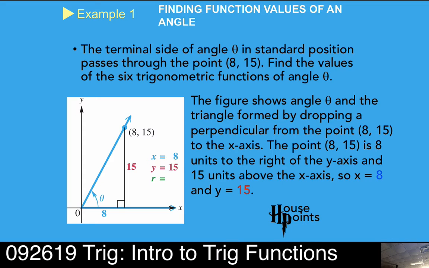What's 10 times 15? What's half of that? 75. So what's 75 plus 150? 225. Okay, so that's 15 squared, right? And we're just going to add those. So that would be 64 plus 225, 289. And what's the square root of 289?